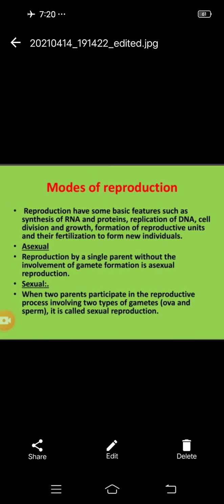In metazoans, reproduction is highly complex, particularly in vertebrates. Reproduction is the basic feature. What are the things happening during reproduction? Synthesis of RNA and proteins, replication of DNA, cell division and growth, formation of reproductive units and their fertilization to form new individuals.